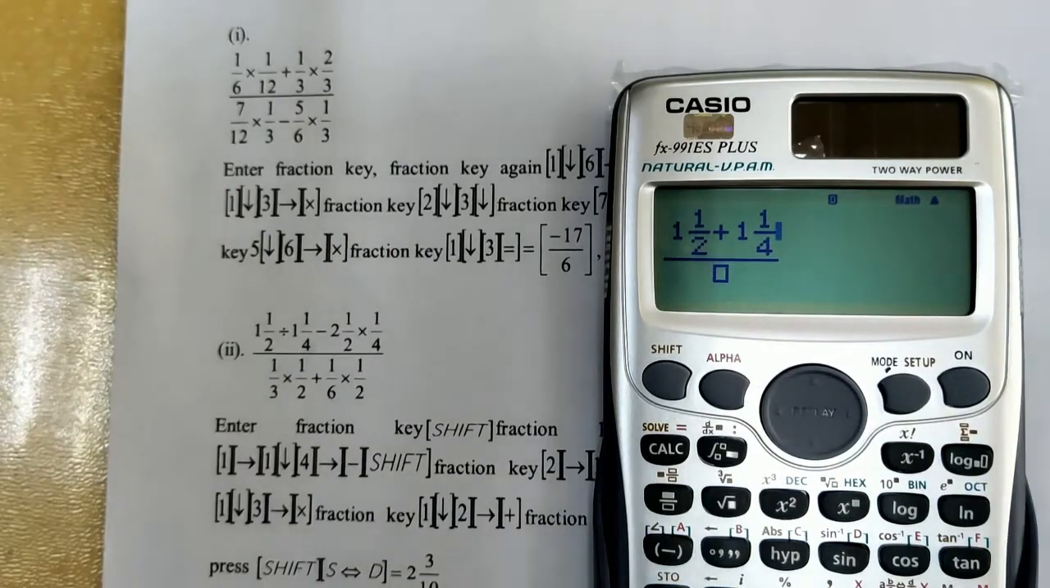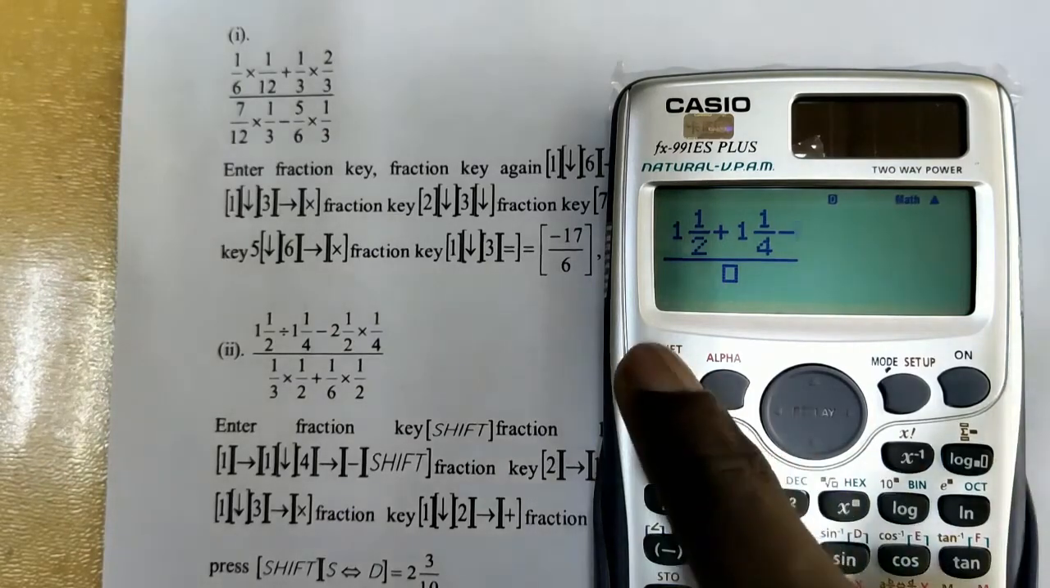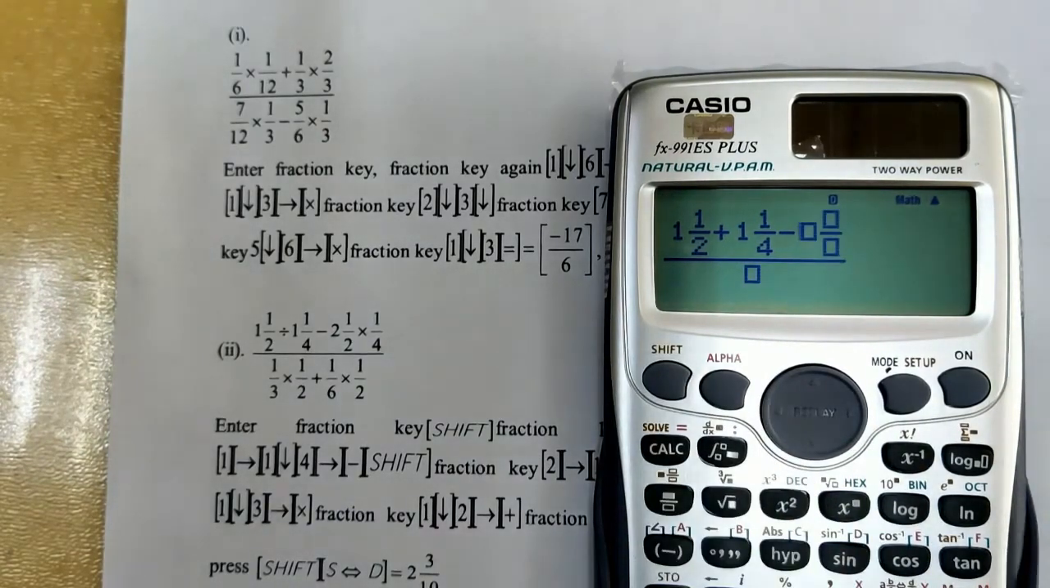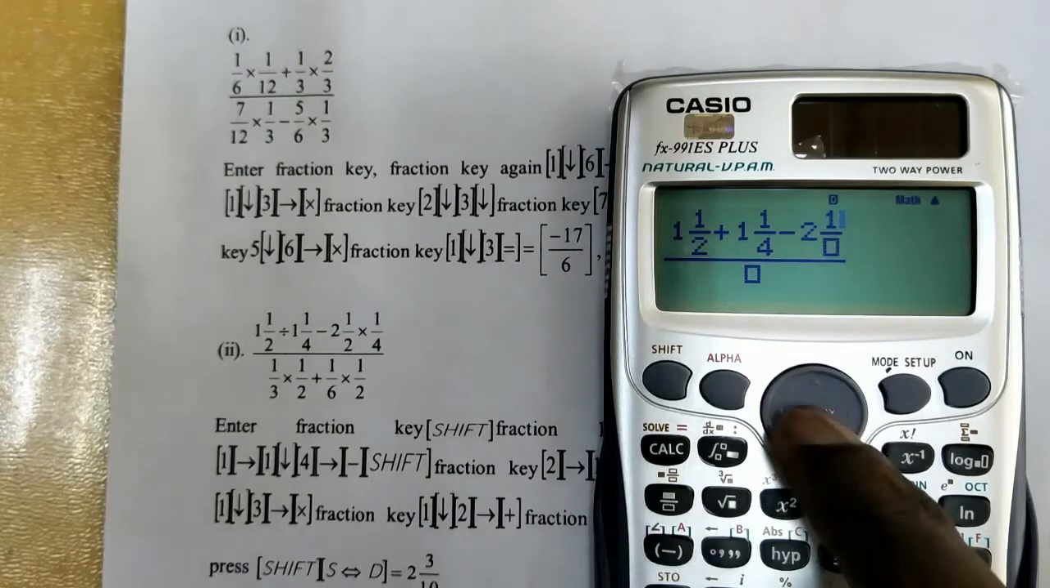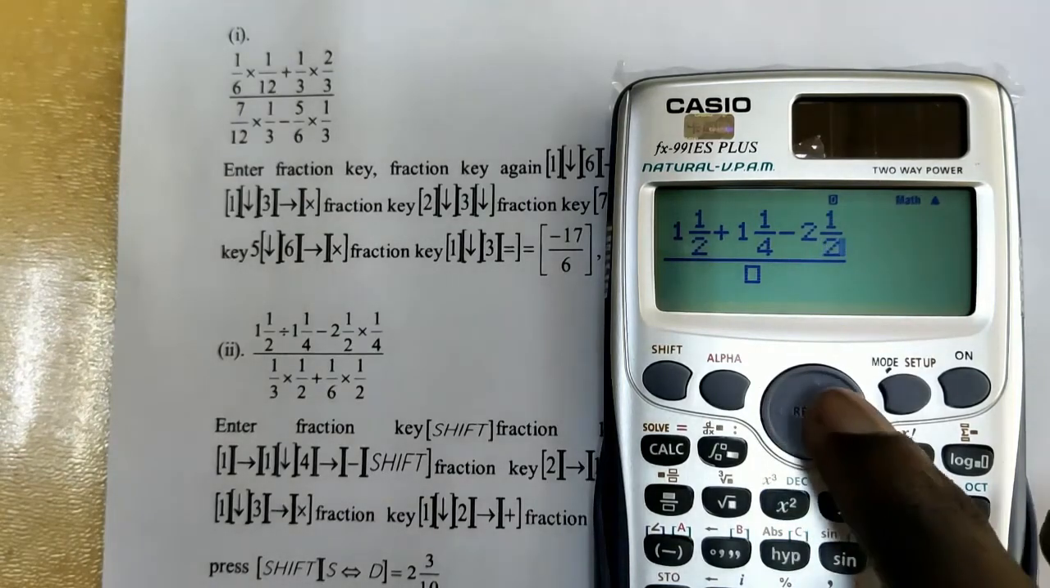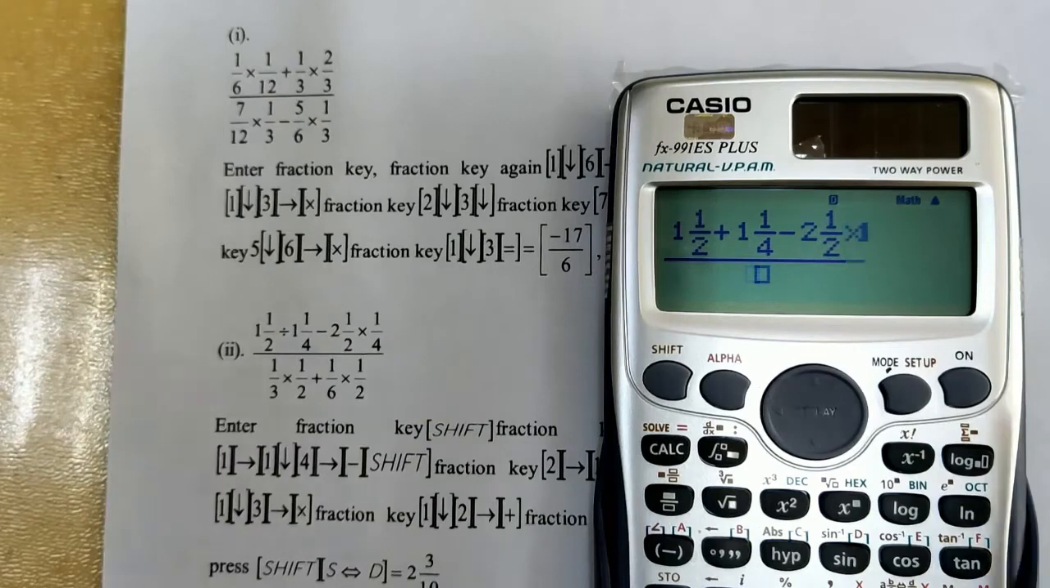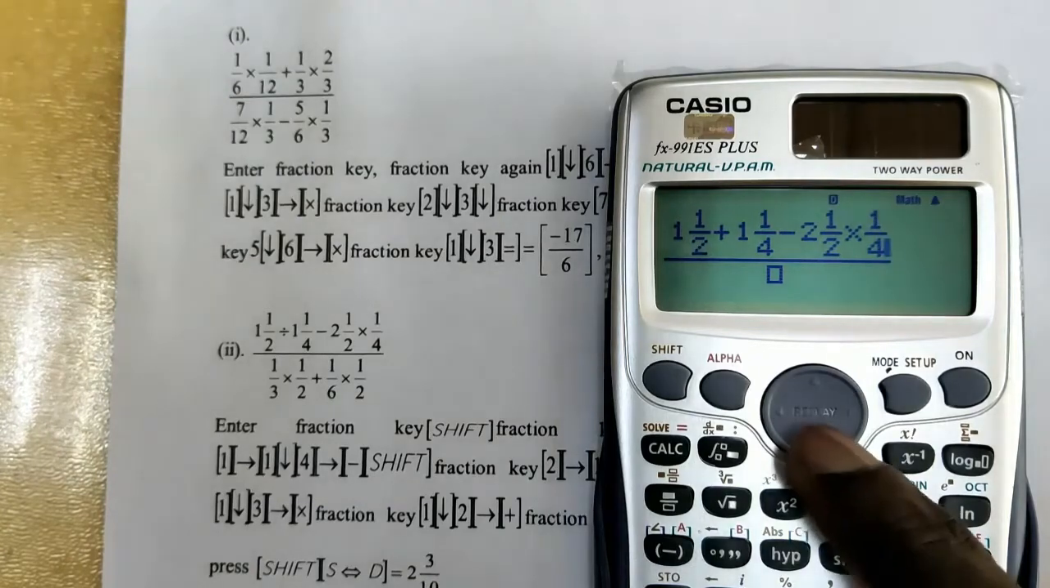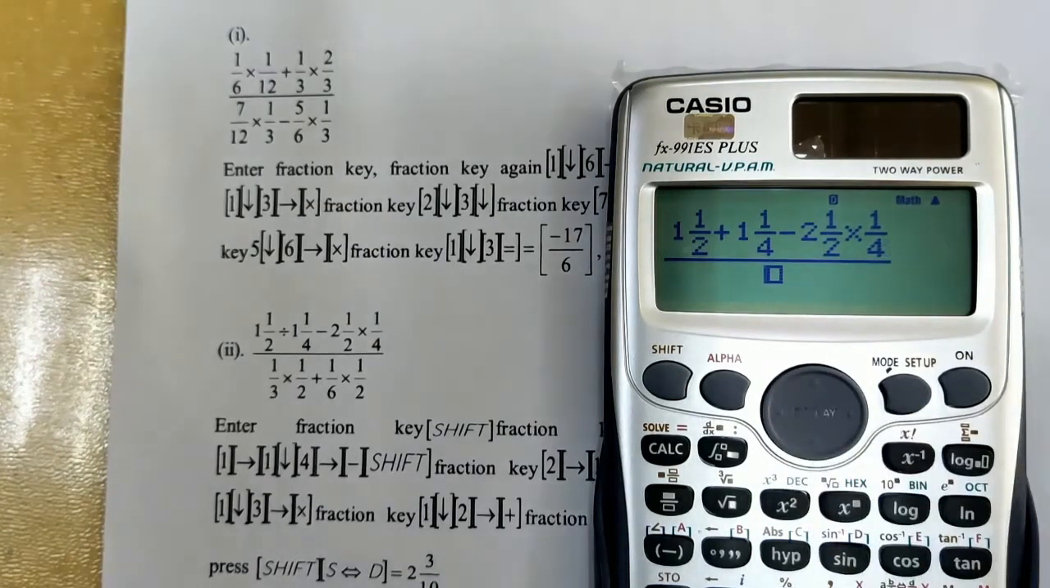Now the next one is the minus operation sign, and also a mixed fraction again. So you need to go to shift fraction key, then you go to 2, replay key right, you enter 1, replay key down, you enter 2, replay key right, then you go to times, and this is not a mixed fraction, it's a fraction, so you go to the fraction key directly, then you enter 1, replay key down, and 4, and this finishes the numerator. And you need to go to the denominator by going to the replay key down.